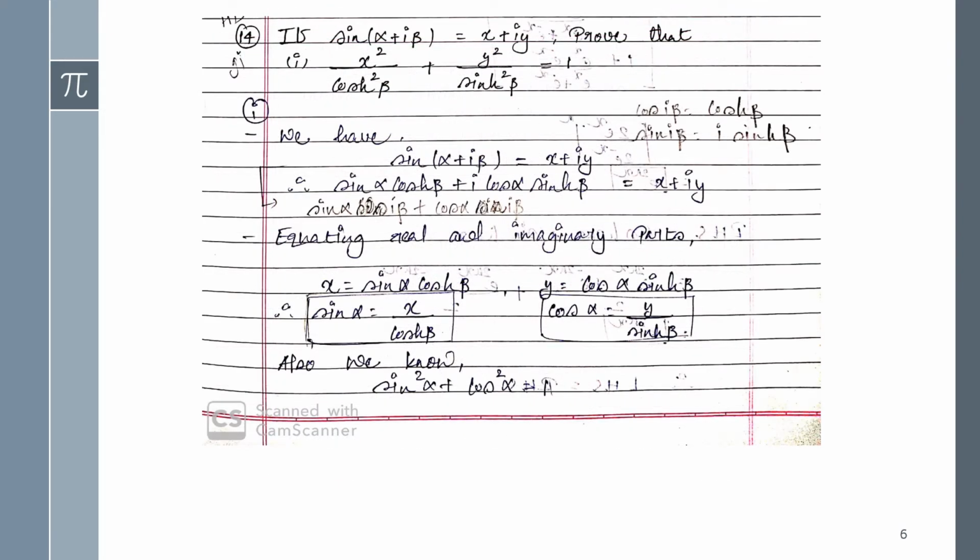Now here it's given the 14th example; there is no 13th example, I am directly writing 14. The question is given: if sine of alpha plus i beta equals x plus iy, then prove that the first one is x square upon cos h square beta plus y square upon sin h square beta equals 1.